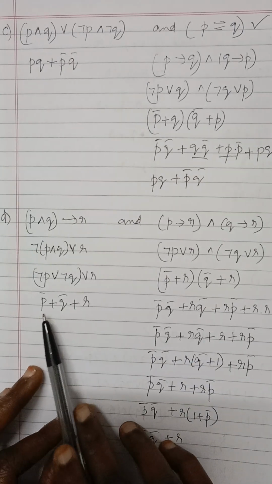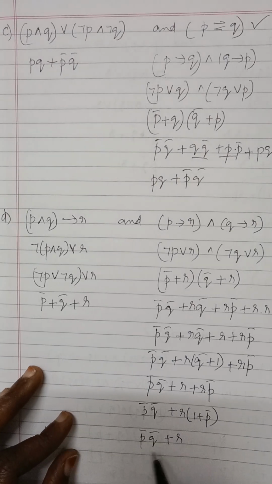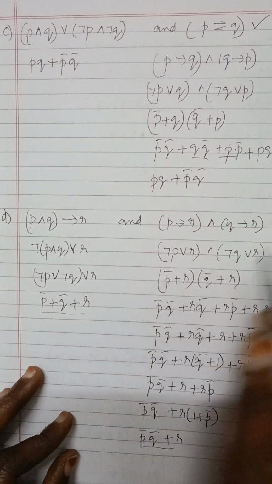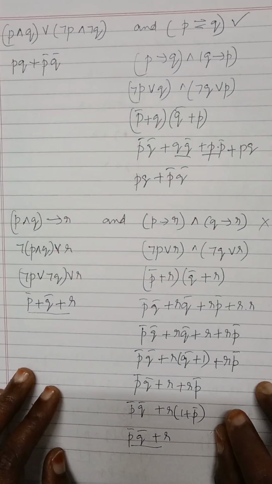So here on the left hand side you have p bar plus q bar plus R. Here you have p bar q bar plus R. So this is not logically equivalent. Hence the last one is not logically equivalent.